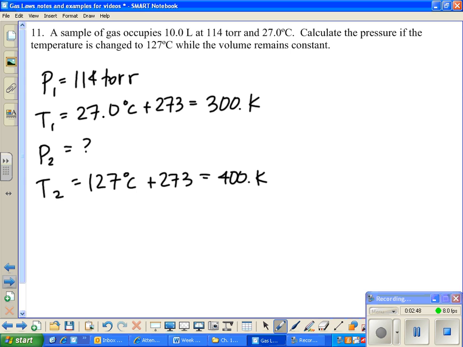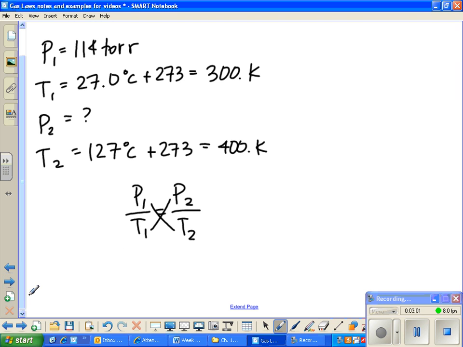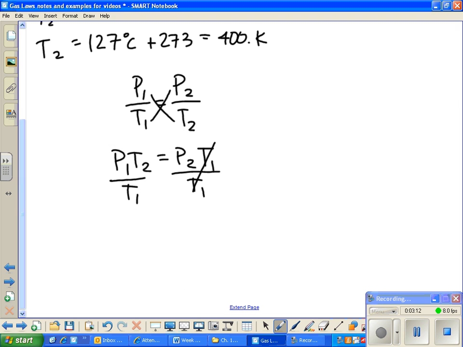So our equation, P1 over T1 equals P2 over T2. Like before, most students find it easiest to cross multiply to solve. So I'm going to rewrite this as P1 times T2 equals P2 times T1. And solving for P2, I'm going to divide both sides by T1. So the final pressure is going to be the initial pressure times the final temp over the initial temp.